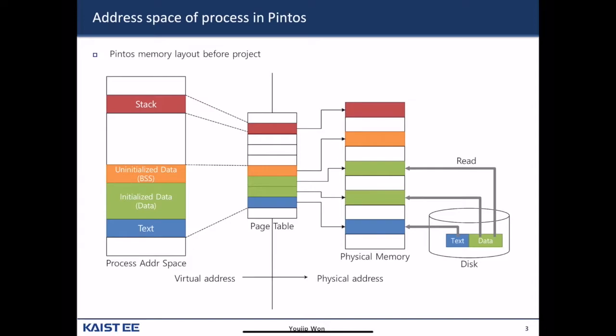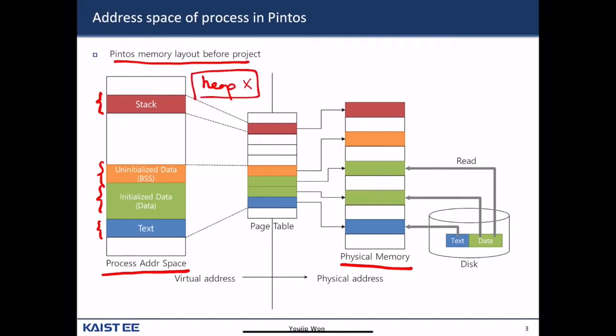This is the relationship between virtual address space and physical address space. A process has its own process address space, and there is a physical memory. And Pintos memory has stack and initialized global data and text. So this is the layout of Pintos virtual address space. As you can see here, Pintos does not have a heap. So Pintos does not have a heap in its address space in the current implementation.